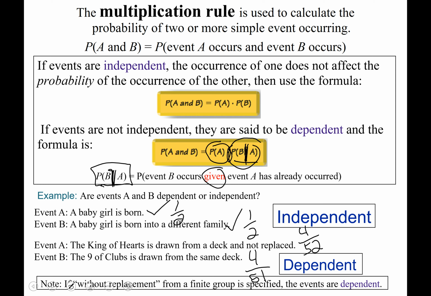Note that if without replacement from a finite group is specified, then the events are automatically dependent, okay? So if you see the wording not replaced, you can just quickly go, okay, dependent events.